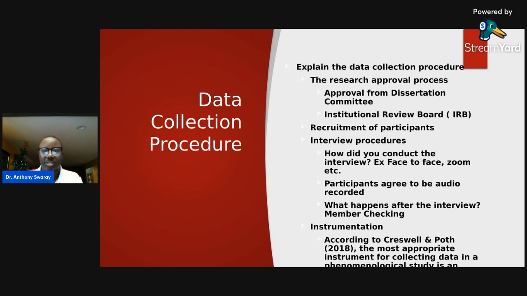Now, data collection procedure. In chapter 3, you have the data collection procedure heading. Explain the data collection procedure and the research approval process. You're going to talk about how your research was approved by your committee, the dissertation committee. And then also, you want to talk about the institutional review board: that you went through the institutional review board and it was approved. You completed that aspect of it.